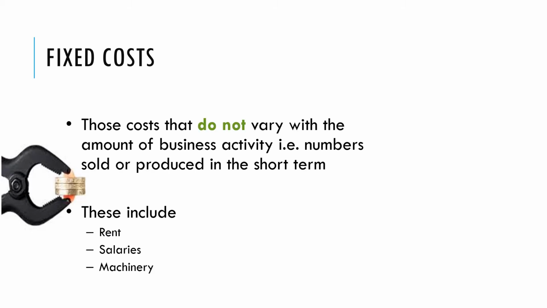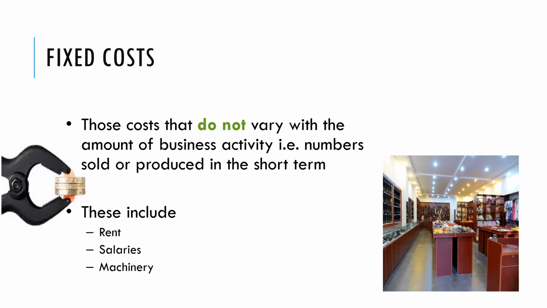Let's start off by looking at fixed costs. Fixed costs are those costs that do not vary with the amount of business activity, i.e. the number of units that are produced. So these include things like rent, salaries, and machinery. So for example, if we are renting a shop, will the rent ever change? Yes, of course the rent will change, but it's not linked to how many items we sell or how many items we produce. So the key part with fixed costs is not to forget the second part. They do not vary with the amount of business activity.